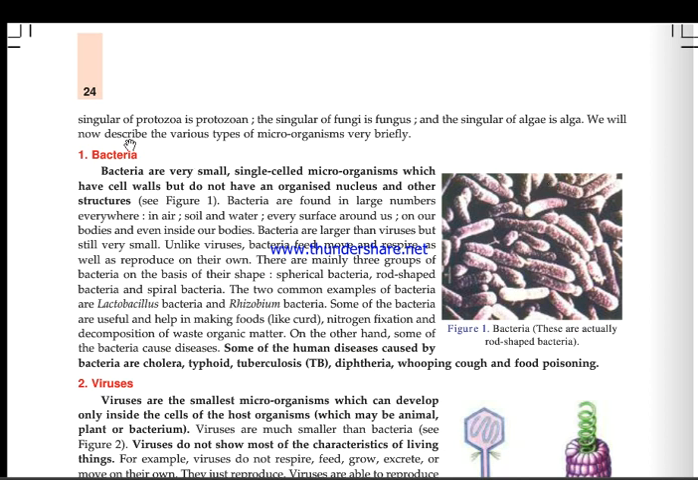But in the case of bacteria, the cell is very small and unicellular in nature, meaning single celled, and they do not have a complete nucleus and a complete structure. Complete structure means they do not have completely developed cell organelles or other parts of the cell like endoplasmic reticulum, Golgi apparatus, etc.